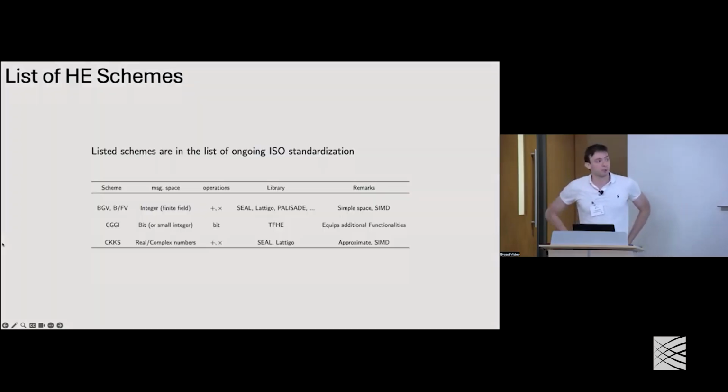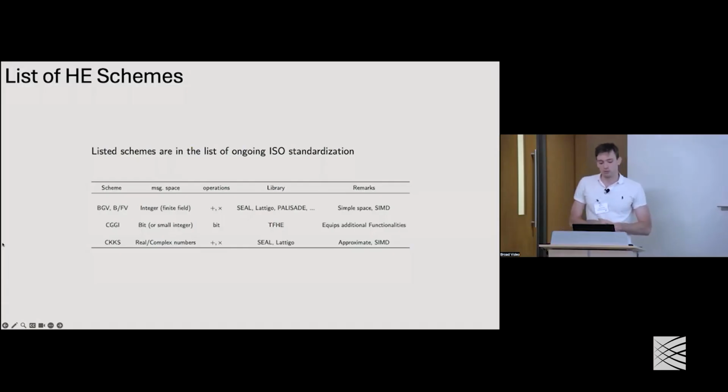Thankfully, we don't really have to worry about the foundational implementation of these homomorphic encryption schemes, because there's a lot of tools out there to do them for us. So for the scheme I introduced today, the BGV scheme, there's a bunch of implementations: SEAL by Microsoft, Lattigo, HElib, and they can do homomorphic encryption on integers, supporting addition and multiplication.